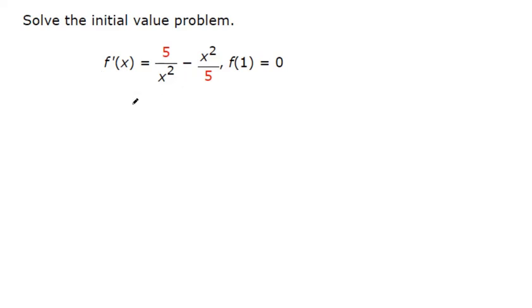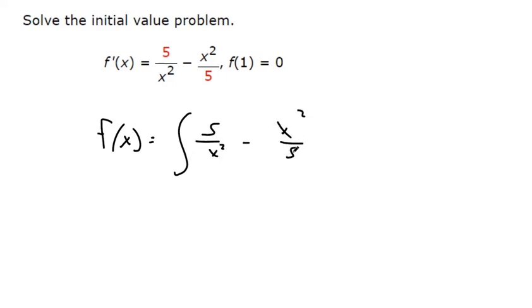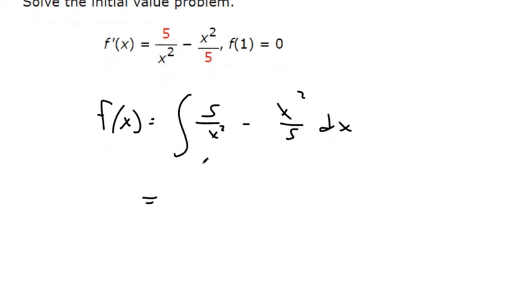We have the derivative. We can find f of x by finding the indefinite integral. So it's the indefinite integral of all that stuff up there. Here, I'll write it out. So it's 5 over x squared minus x squared over 5. And so we can go term by term.